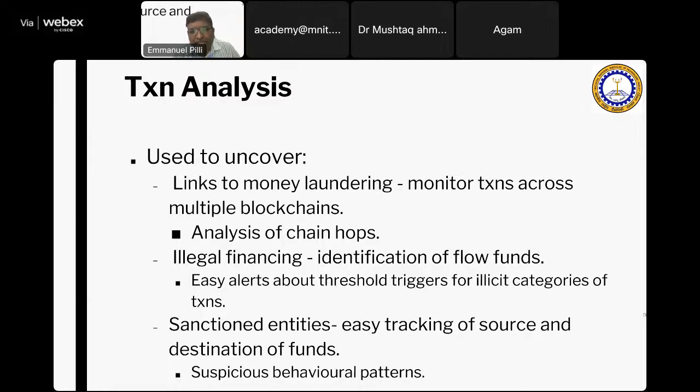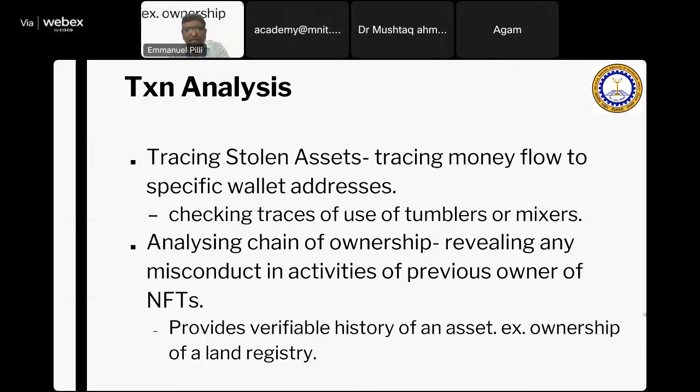So what you can do is analyze the chain hops. For illegal finances, you can understand the identification of flow of funds. You can easily set alerts about transaction triggers for illicit categories of transactions, or when a greater amount has been transmitted. You can find out sanctioned entities, easily track the source and destination of funds. Suspicious behavior patterns can be generated, and you can very easily get that.